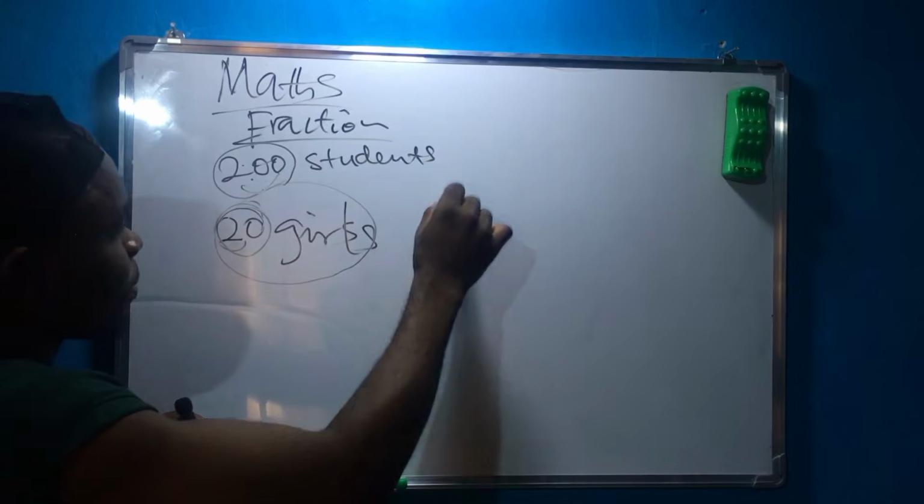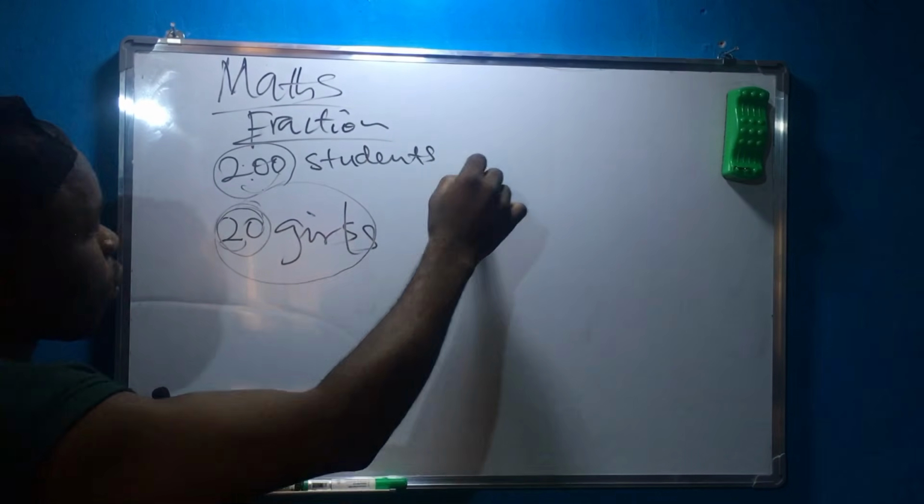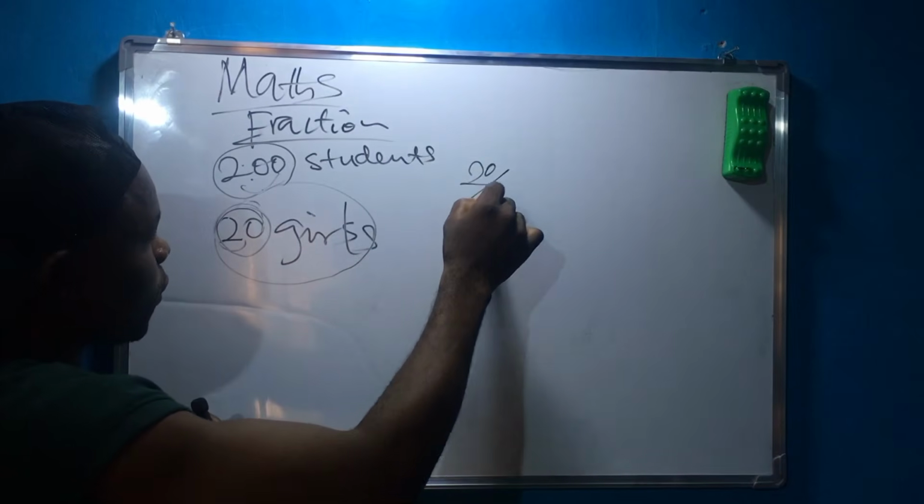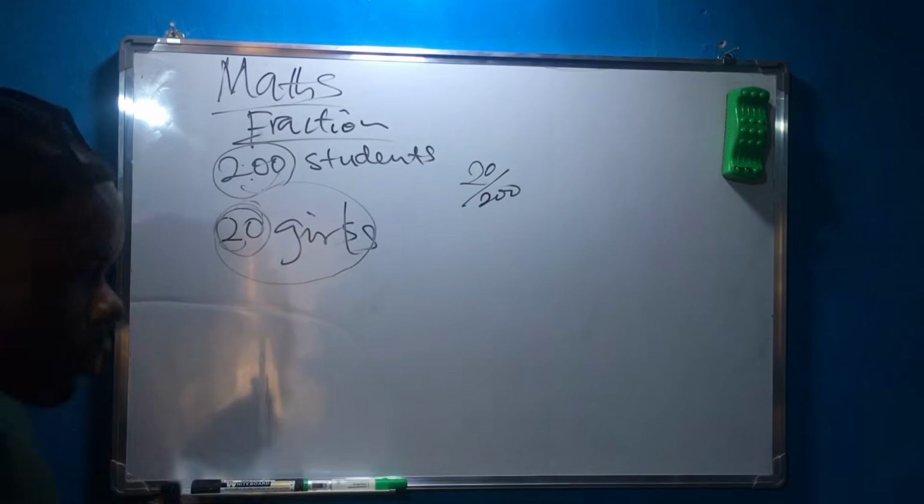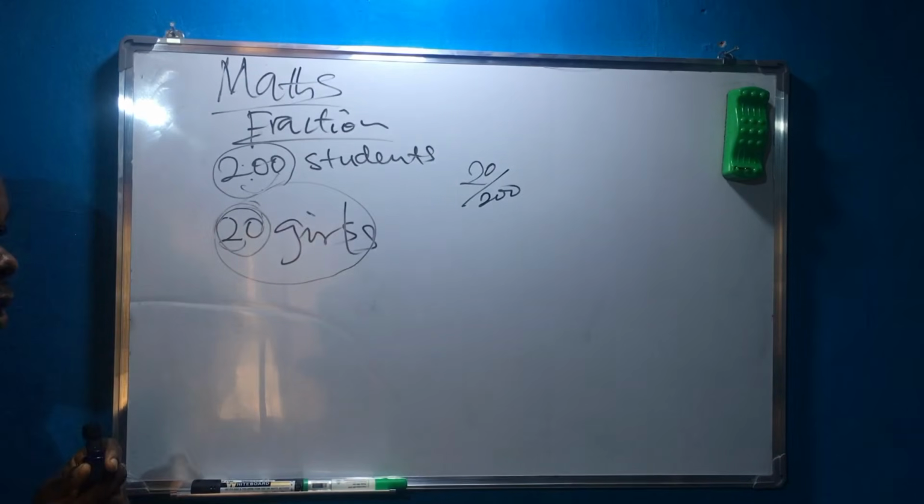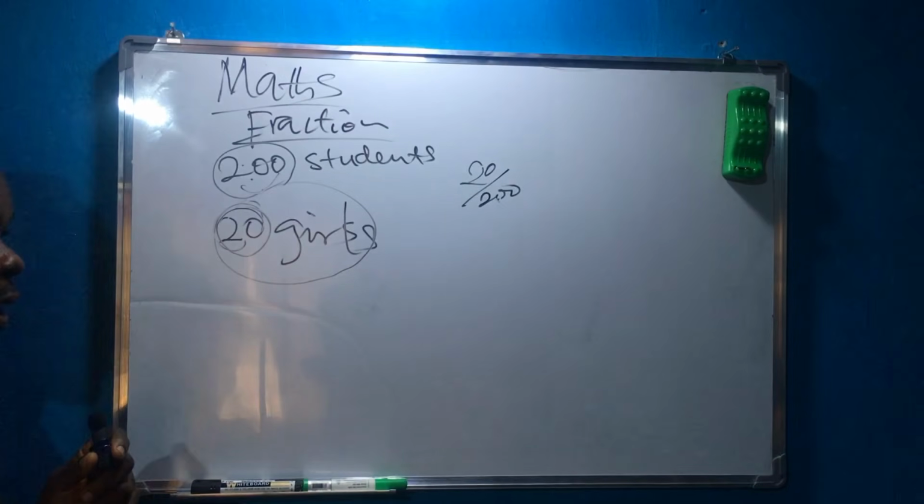This 20 is part of this 200. Then you say that the fraction of girls in that class will be 20 over 200. You see? 20 over 200. It has formed a fraction. That is 20 out of 200 students are girls.